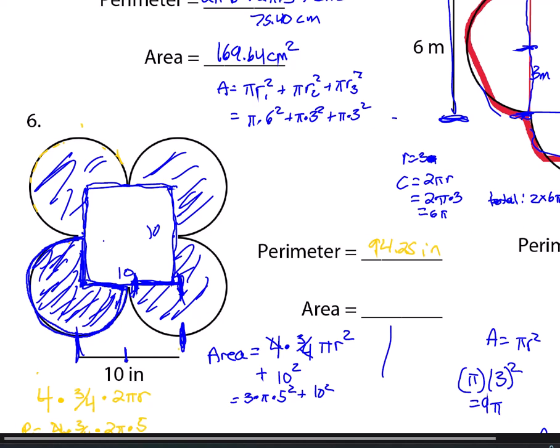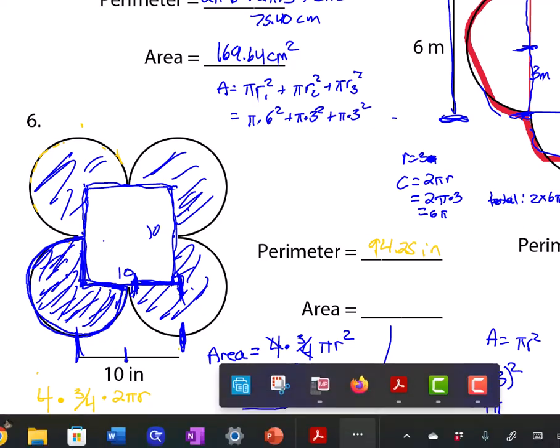So this part, 3 pi 5 squared, that's the area of all 4 of these circles. The radius of the circle is 5. That's where this comes from. It was pi r squared, and there were four of them, so it was 4 pi r squared. But each circle, we only had 3/4 of it, so it was multiplied by 3/4. So now I need to do that calculation.